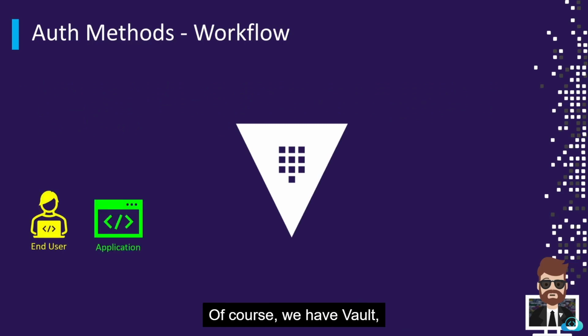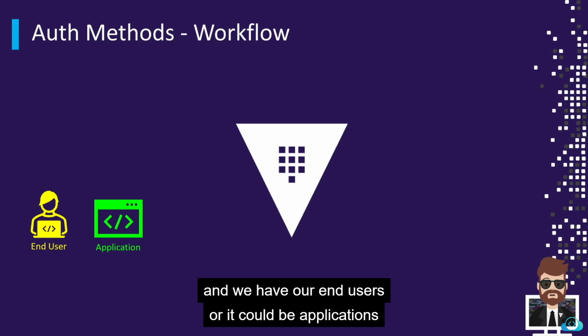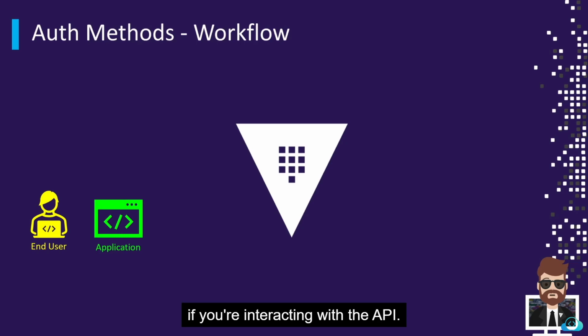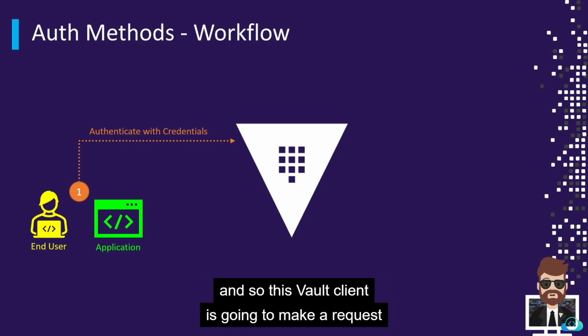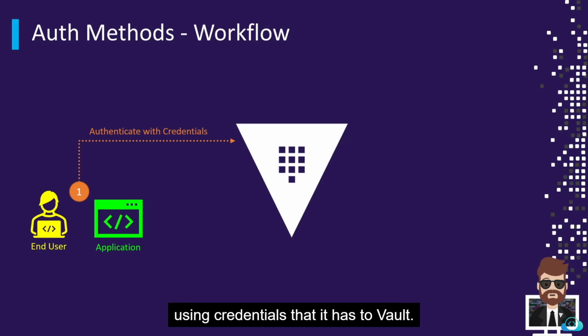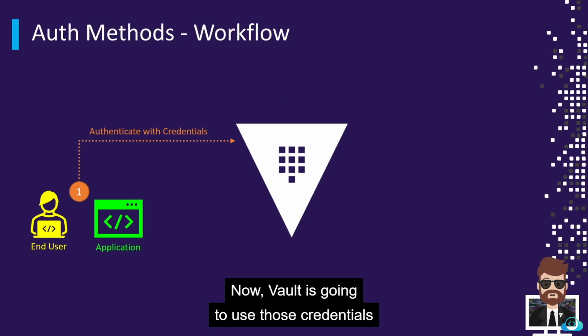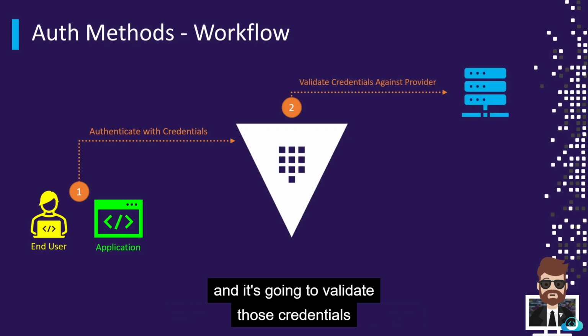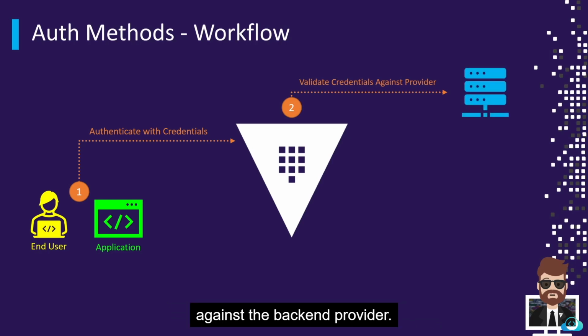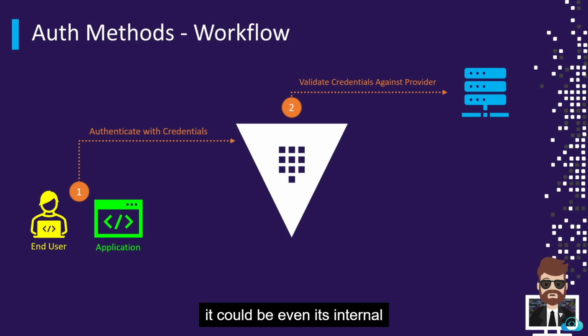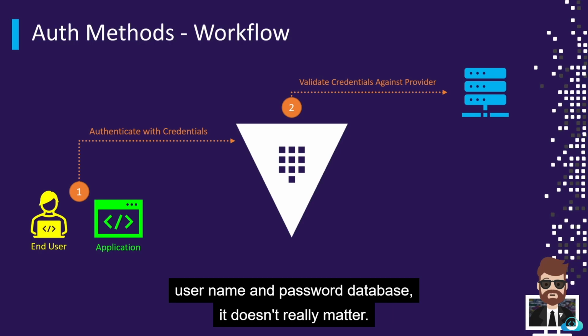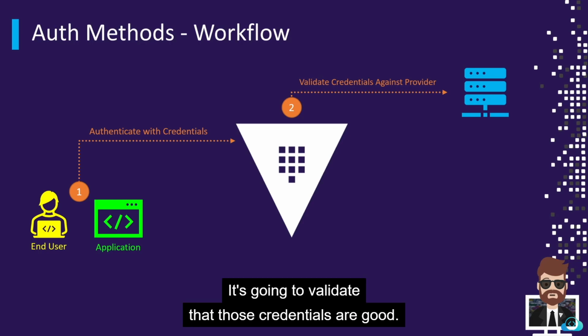All right, so let's take a look at the auth method workflow here. So of course, we have Vault and we have our end users, or it could be applications if we're interacting with the API. Doesn't really matter here. We've got some Vault client. Now, this Vault client needs to access Vault. And so this Vault client is going to make a request to Vault, and it's going to provide credentials. It's going to try to authenticate using credentials that it has to Vault. Now, Vault is going to use those credentials, and it's going to validate those credentials against the backend provider. So it could be something like LDAP, it could be AWS, it could be even its internal username and password database. It doesn't really matter. It's going to validate that those credentials are good.